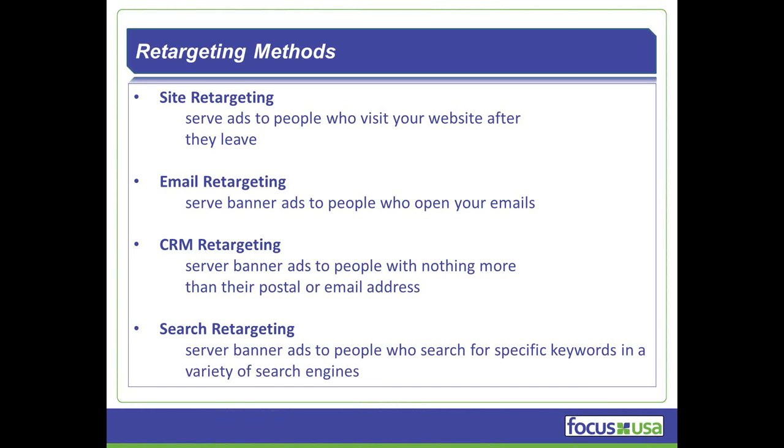So we'll delve deeper into these as we go forward on the presentation, but as a quick snapshot, site retargeting will allow you to serve ads to people who have visited but left your site. Email retargeting will allow you to serve banner ads to people who open your emails or right-click to download images in your emails. CRM retargeting allows you to match your customers' data, either postal or email, and find those qualified prospects online. And then finally, search retargeting, which will allow you to target banner ads to users based on what they've been searching for across multiple search engines.